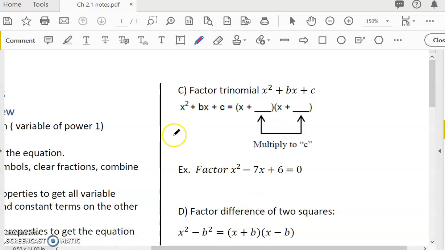So the third thing, C, that we want to go over is how to factor a trinomial in the form of x squared plus bx plus c. This is a kind of trinomial that happens a lot in algebra, so we want to know how to factor them.